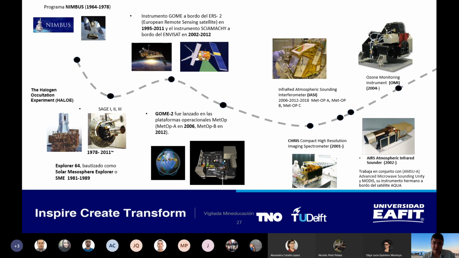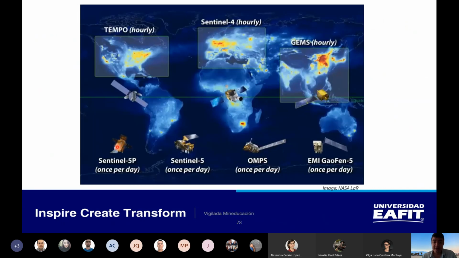And in each one of the evolving instruments, the resolution is being improved. Nowadays, we have more recent instruments like the IASI, the CrIS, and the OMI instrument that is very important for NO2 measurements also.